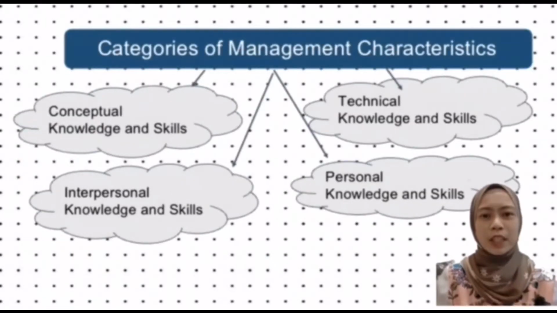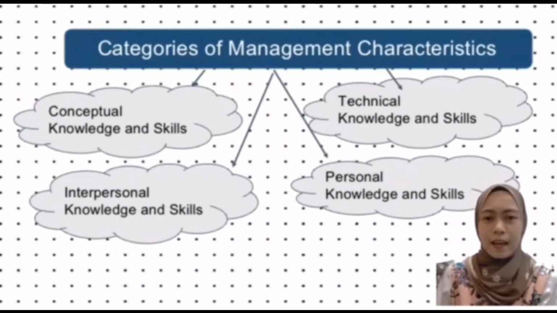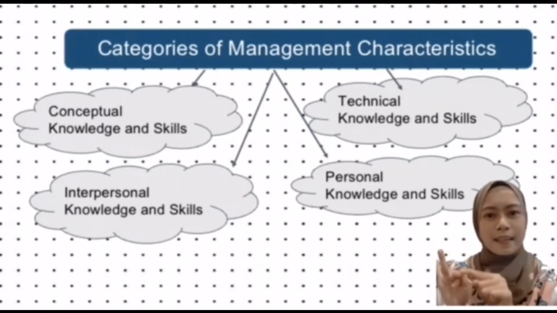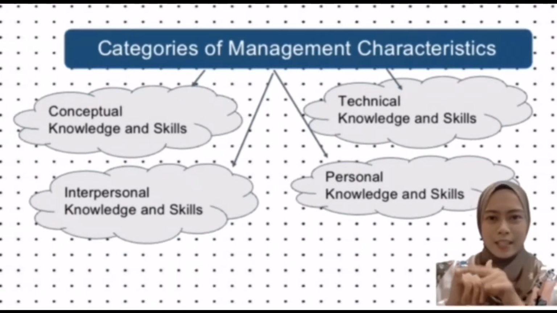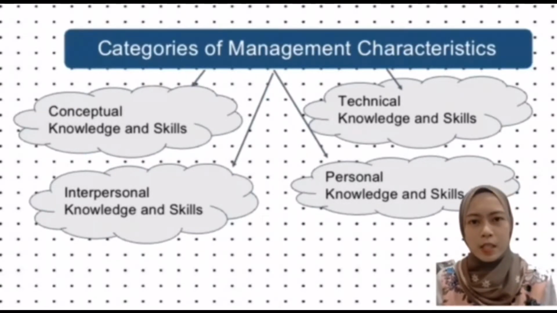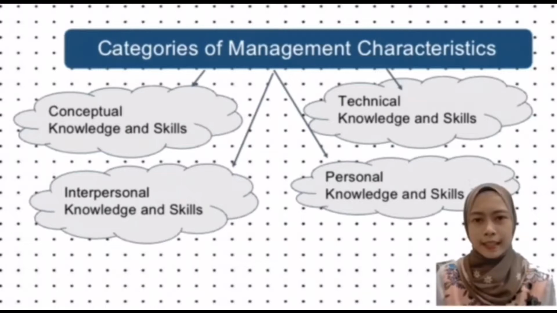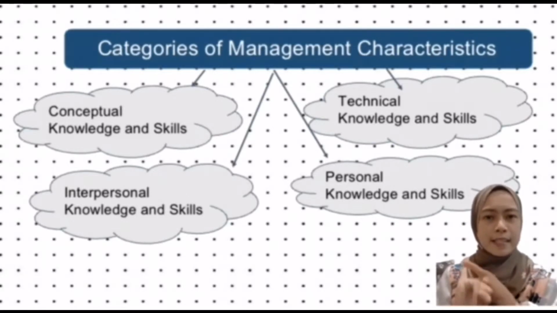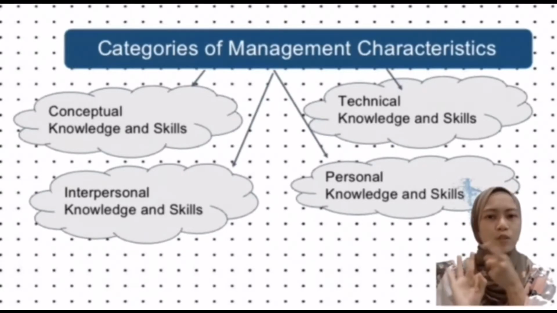Next, I will continue with categories of management characteristics. Management characteristic has four major categories, which are: firstly is conceptual knowledge and skill, second is technical knowledge and skill, third is interpersonal knowledge and skill, and lastly is personal trait. First is conceptual knowledge and skill are the mental ability required to analyze and make correct decision. The following requirements for conceptual knowledge and skill are planning and decision making, organizing and also controlling.